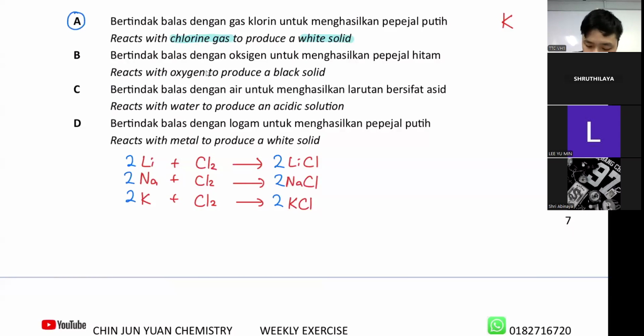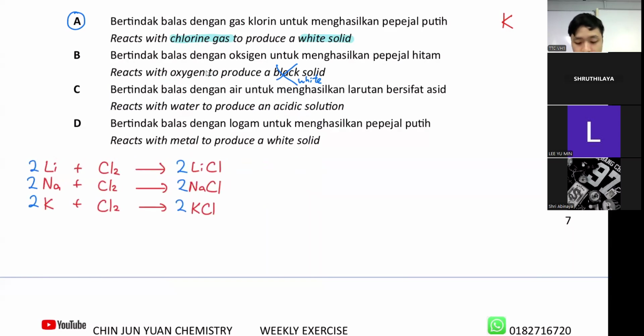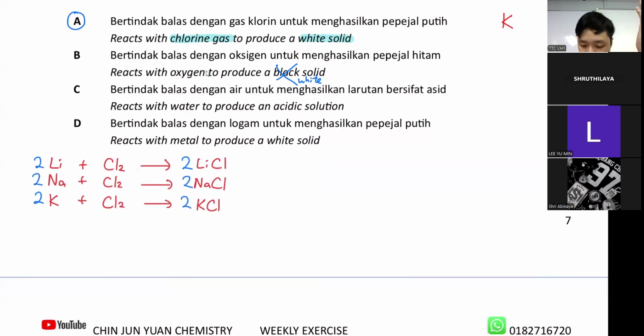Okay. B, react with oxygen to form black solid. No, reacting with oxygen will form white solid also. You also get white solid. Okay. C, react with water to produce an acid. No. Okay. See, I show you 3 reactions. A, this one is A, right? B, react with oxygen. Okay, all these are white solids. We call them the white solids.